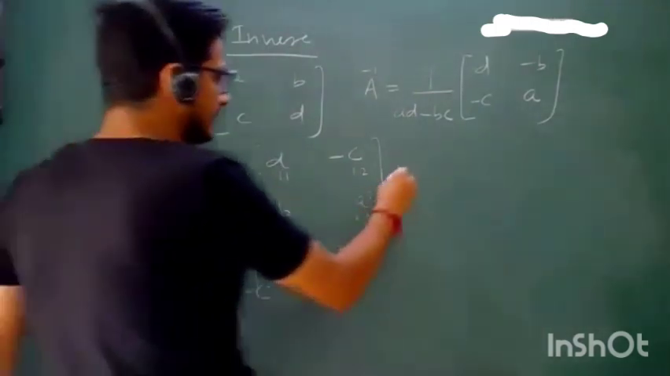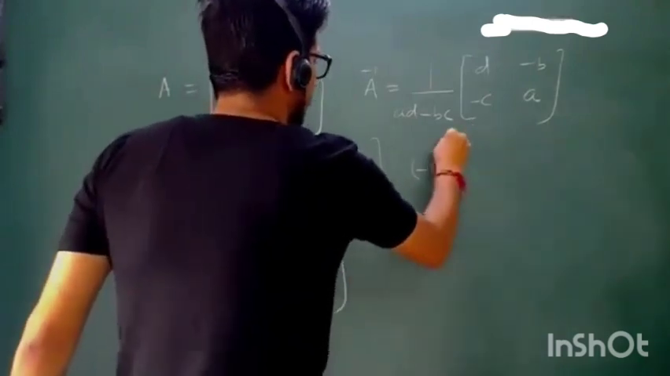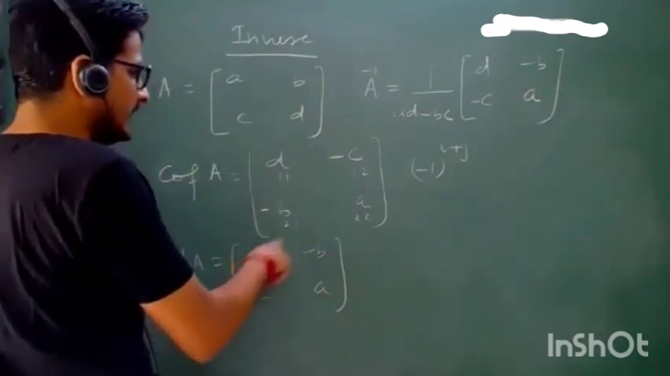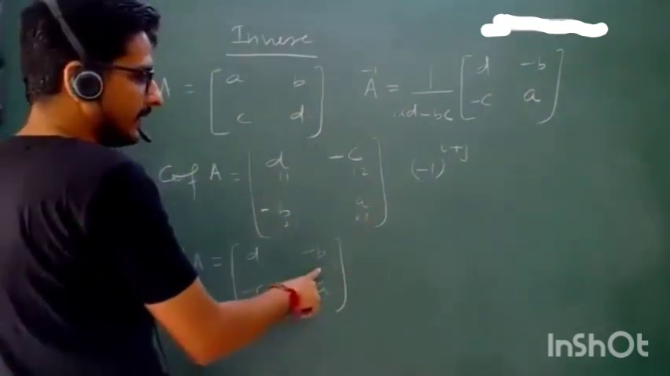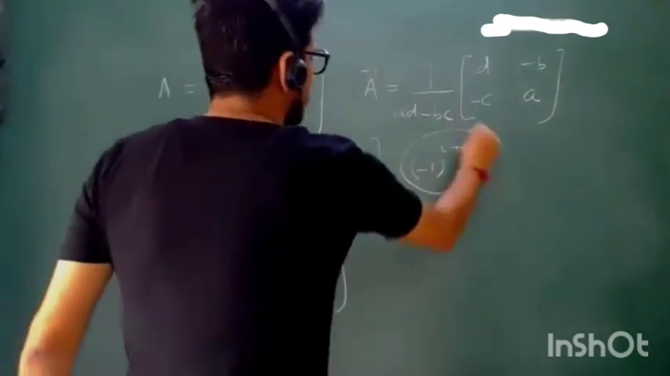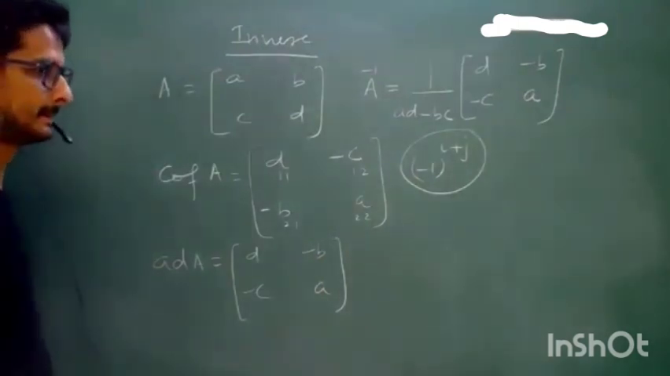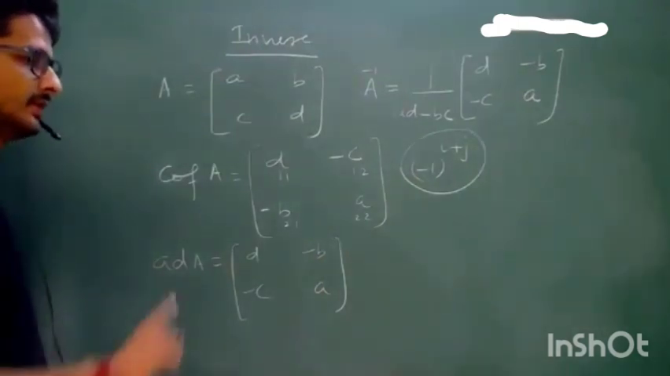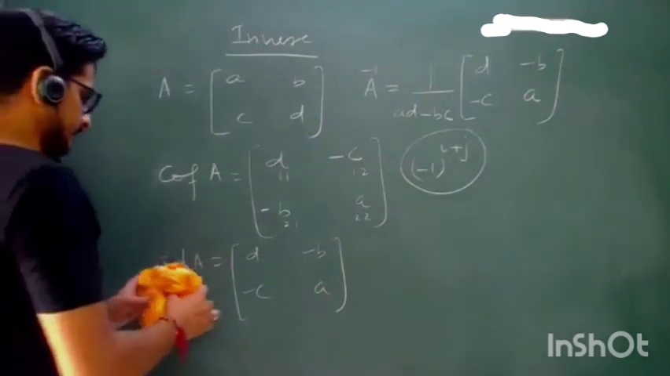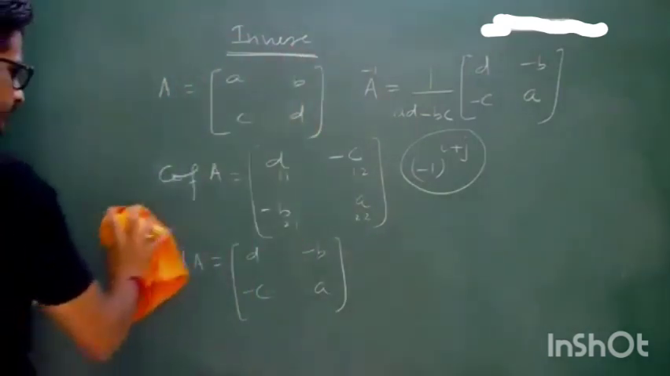Cofactor matrix में जो sign होता है, that is minus 1 to the power i plus j. So that's why it is 1 plus 1, so positive here, but 1 plus 2 negative here. Again negative here, again positive here, because the sign goes like this. Okay? Inverse is clear? Yes, sir. So revise this inverse, everybody. You should know how to calculate inverse.